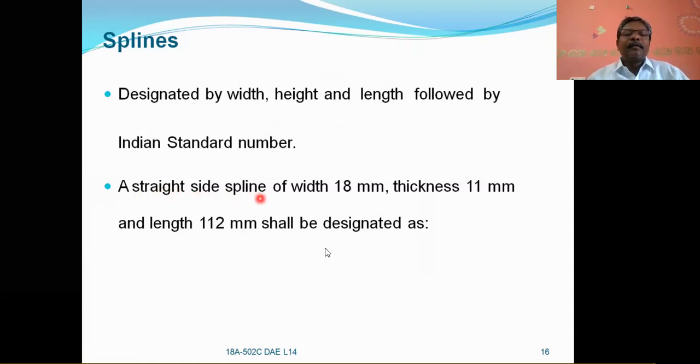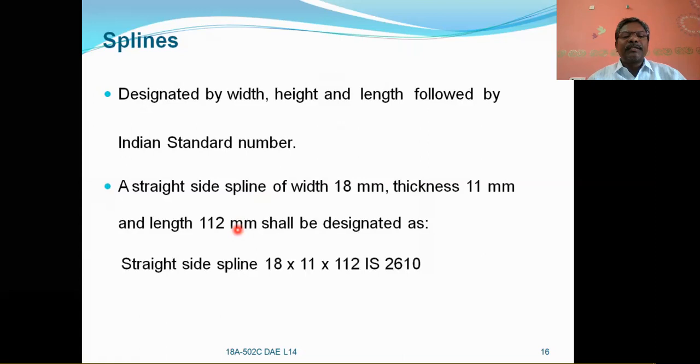A straight-sided spline. It is the name of the spline shaft, and it is going to have a width of 18 mm, thickness 11 mm, and length 112 mm. You can see here the name of the spline, the width 18 mm, the thickness 11 mm, and the length 112 mm, right?